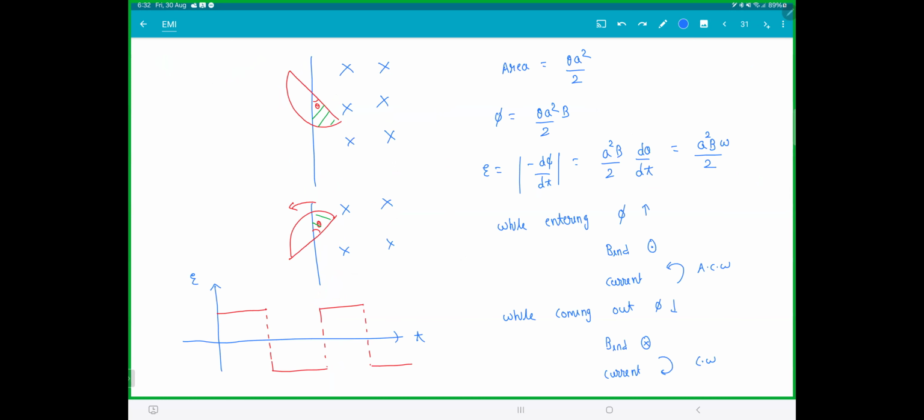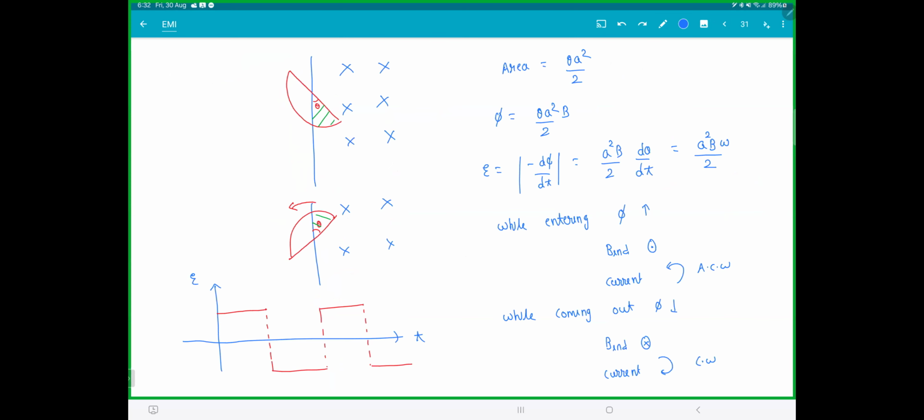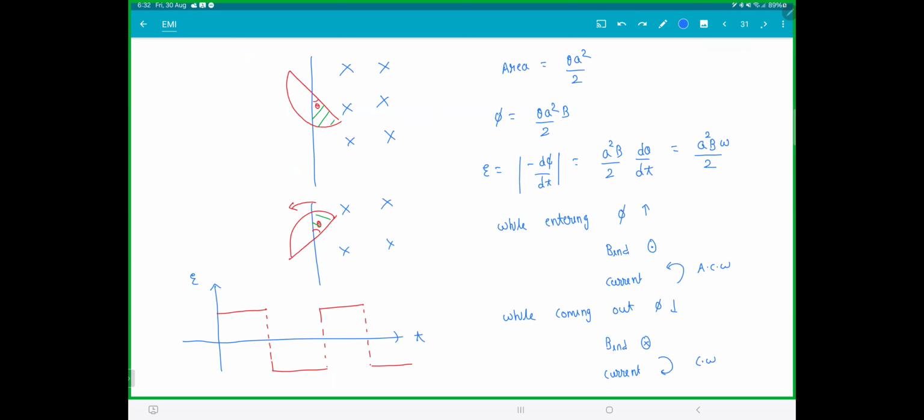Next one. Think about it. Let me know if you're still confused. Clear, everyone, the direction? Initially it is anti-clockwise, the starting part. While you're entering it is anti-clockwise, while coming out it is clockwise. Next one. Let's see how many of you will get this one.